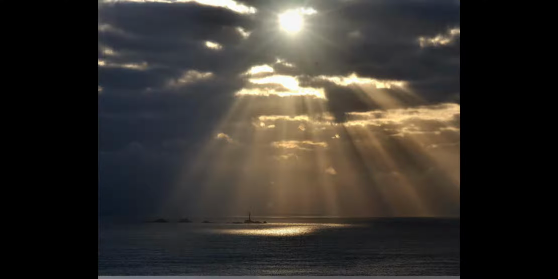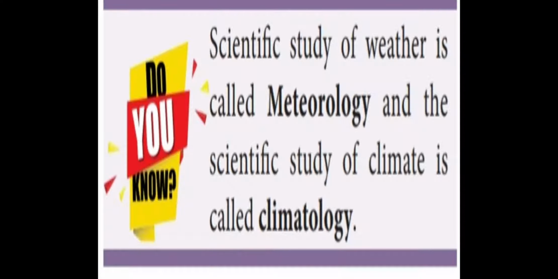So, yesterday we stopped at the controlling factors of weather and climate, isn't it? Okay, so we'll see from this picture. The picture shows that the sun's rays are falling unevenly on the earth's surface. Just a picture for you to see. This is on page number 96 in your book. You can refer to it. Scientific study of weather is called meteorology, and the scientific study of climate is called climatology.